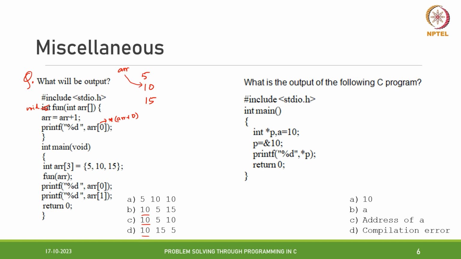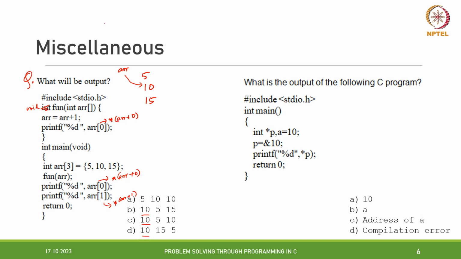And then in the next statement you are printing ARR of 0, which is again star of ARR plus 0, and then ARR of 1, which is star of ARR plus 1. Now, is this ARR the same as this ARR? What do you think? Is the ARR in the function called fun the same ARR as that in the main function? We have seen questions like this before, in a few of the earlier weeks.